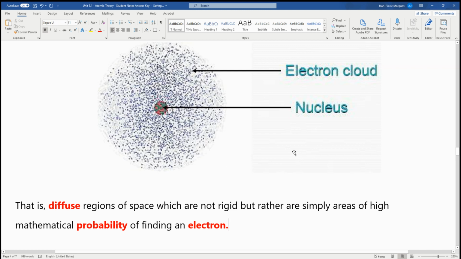So again, to bring everything back together, an orbital is simply diffuse. The electron orbits the nucleus in diffuse regions of space, which are not rigid. There are no lines, there are no paths, there are no streets, but rather simply areas of high mathematical probability of finding an electron. So very different than what you learned in grade 9 or grade 10. And the reason why we gave you that simpler model is because at the time, that's what you could work with. And now we give you a more complex one because now we feel you can deal with this.